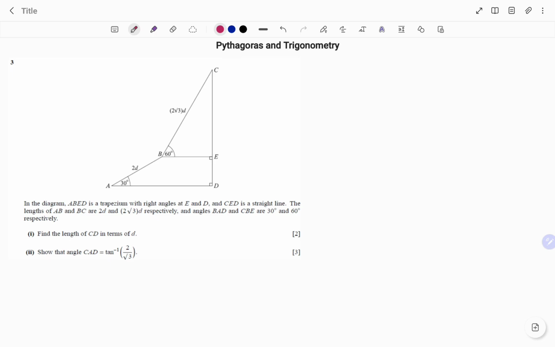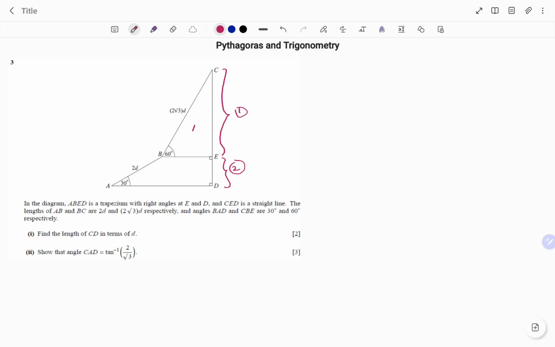Starting with the first question, which says find the length of CD in terms of D. Because this is a compound figure or a compound shape that's made up of more than one shape, I'm going to break down the length CD into two. I have the length from C to E as my 1, and I have the length from E to D as my 2. I'm going to solve them separately and add to get the total length CD.